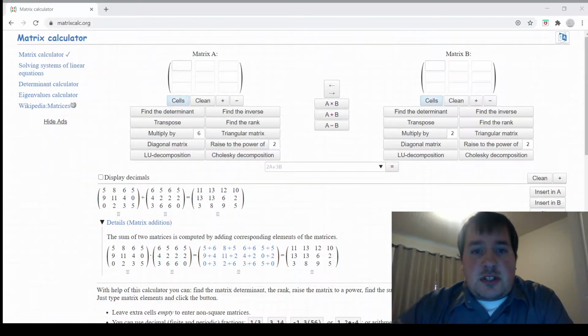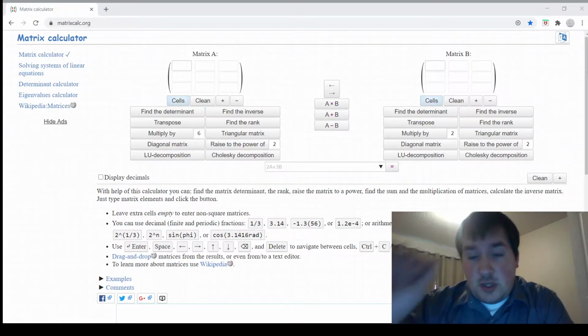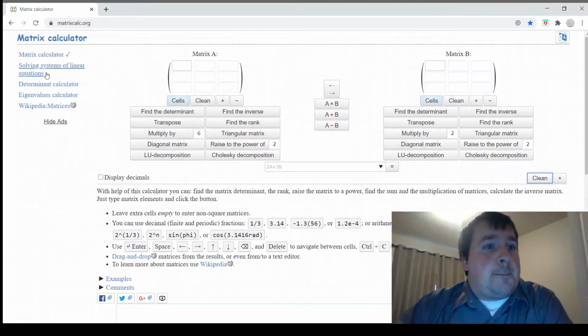But I am also still a resource that you guys can use. So if you have any questions, feel free to ask them and I can help you out. I am going to be going over a couple resources we have dealing with matrix calculations, since that is what you guys are currently working on. I'm going to start off by looking at matrixcalc.org with you guys.